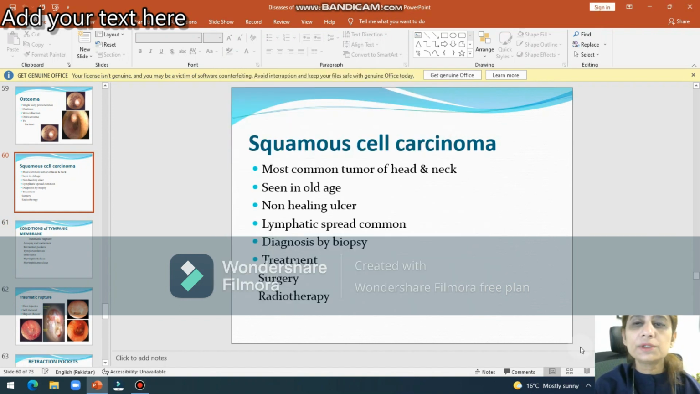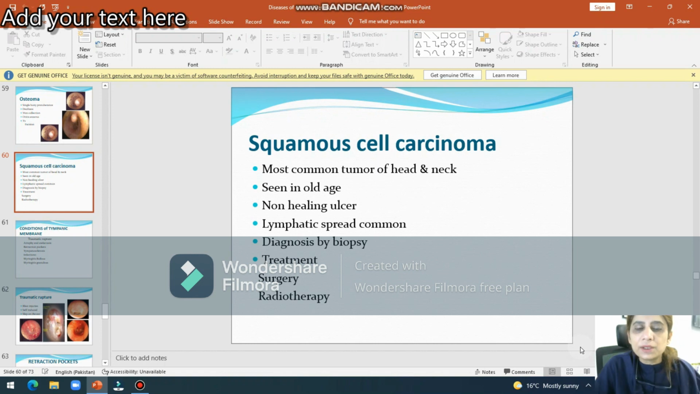Diagnosis of squamous cell carcinoma depends on clinical features. Non-healing ulcer, base will be indurated, necrotic, and margins will be indurated and everted, and lymphatic spread is more common. So on palpation of the neck, there will be lymph node metastasis. So diagnosis is confirmed by taking a biopsy and sending it for histopathology, and the histopathology report will prove the histology of the tumor, that is squamous cell carcinoma.